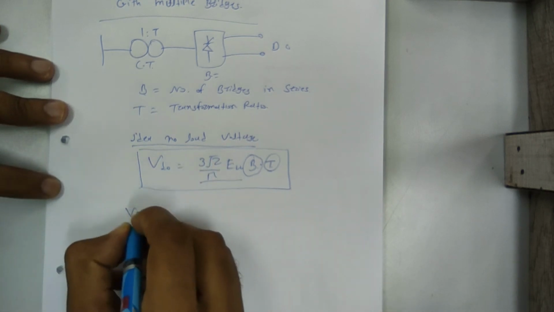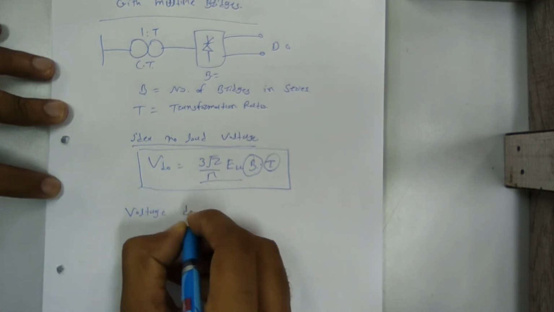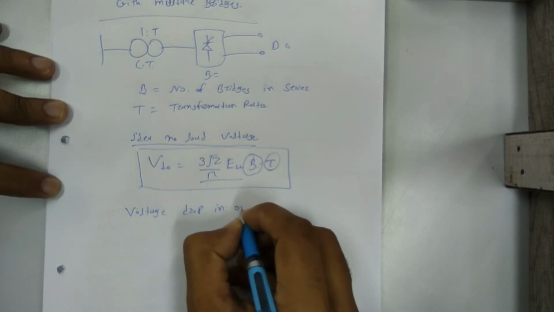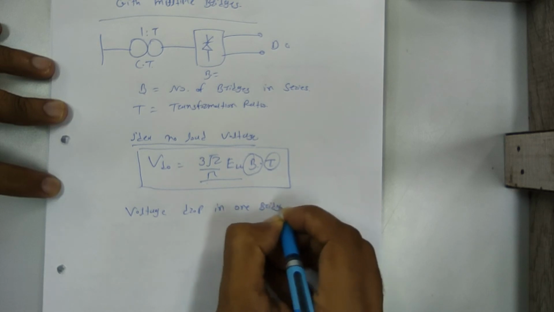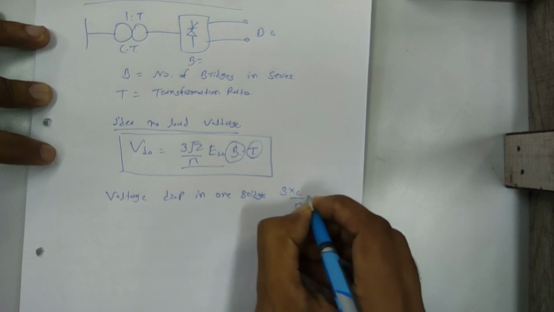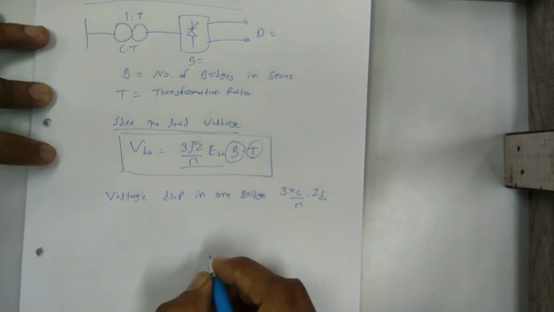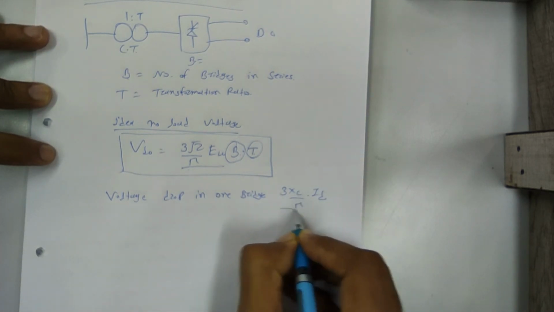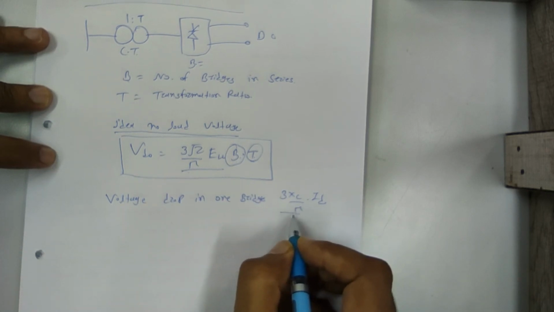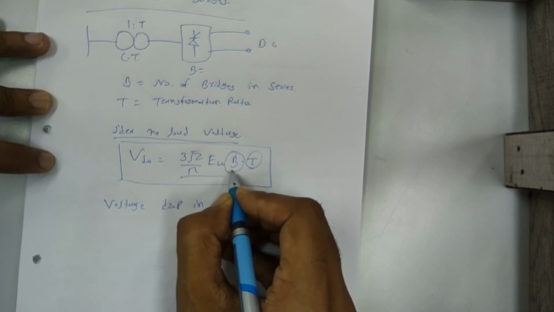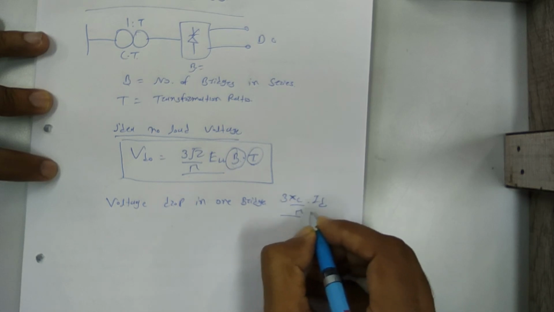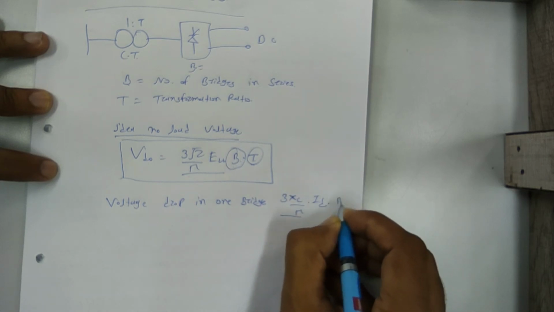Now as we know, the voltage drop in the converter, voltage drop in one bridge or a 6 pulse converter, is 3 Xc by pi into ID. That is a voltage drop, RC into ID. RC is nothing but 3 Xc divided by pi. Clear? So that is the voltage drop in one bridge. Here how many bridges? B number of bridges. So how much voltage drop? That is 3 Xc divided by pi into ID into B times.